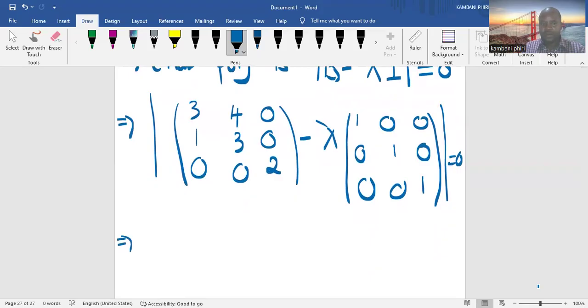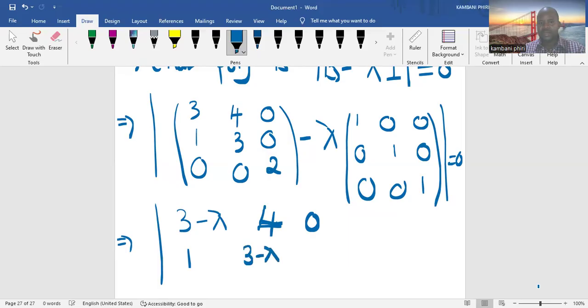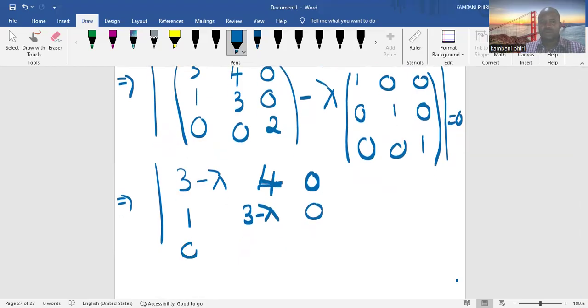Okay. What do we have? We're going to have the determinant of 3 minus lambda, 1, 0, 4, 3 minus lambda, 0, 0, 0, 2 minus lambda, where lambda by 1 is lambda and lambda by 0 will be 0. The answer is 0.